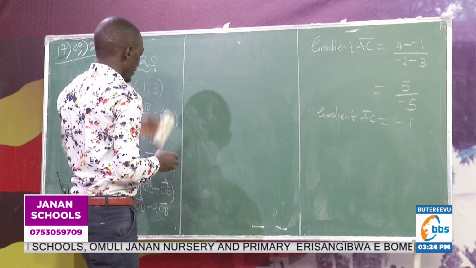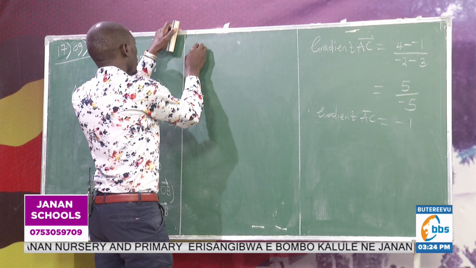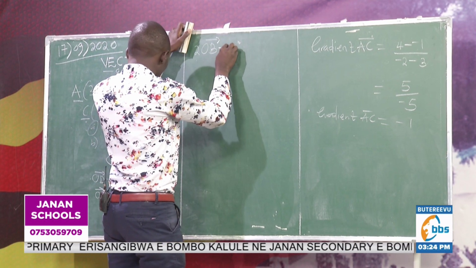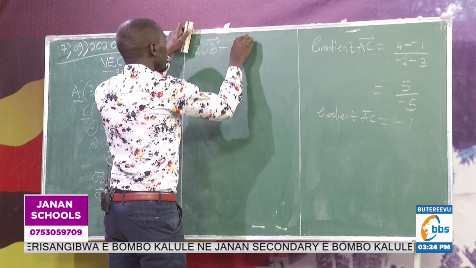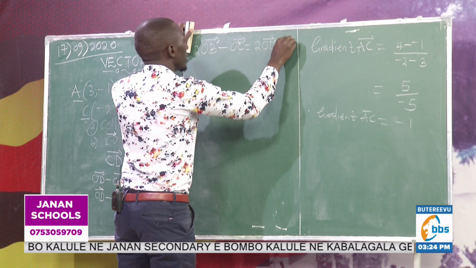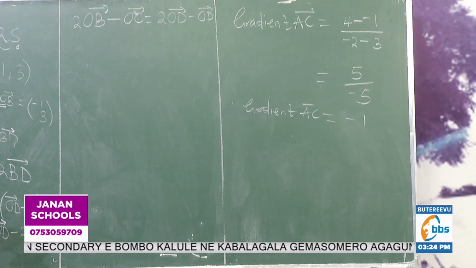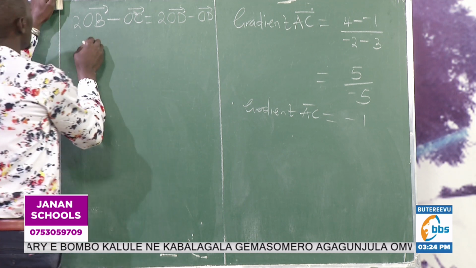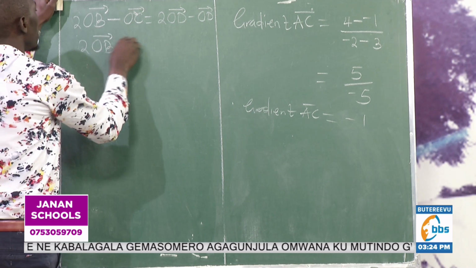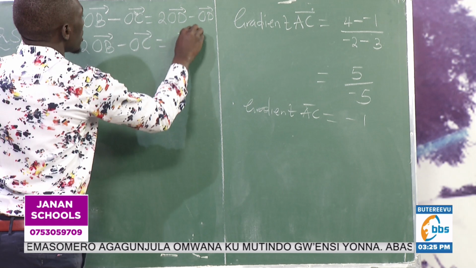Yeah, so it means that if I take 2OD this side, I'm going to have 2OB, then minus OC. This will be equal to 2OD minus OD. So I've just tried to arrange this one. Now after doing this, I'll be having my 2OB minus OC. This will be equal to OD. If I subtract 2OD minus OD, I'll get OD.